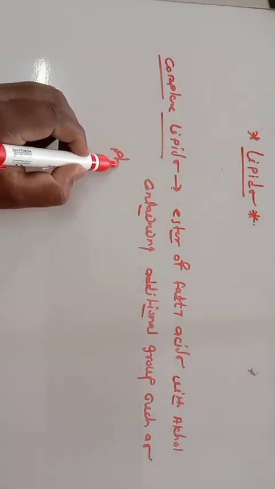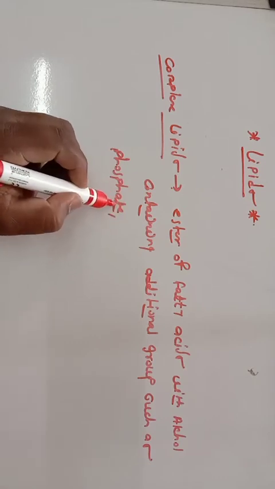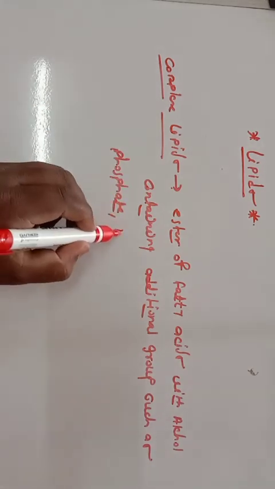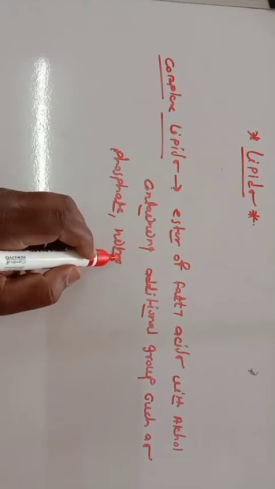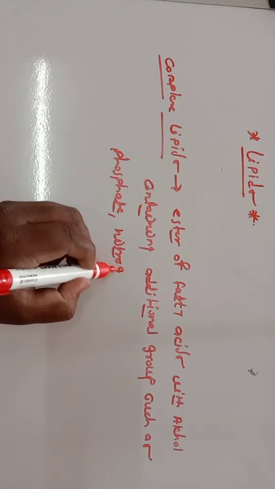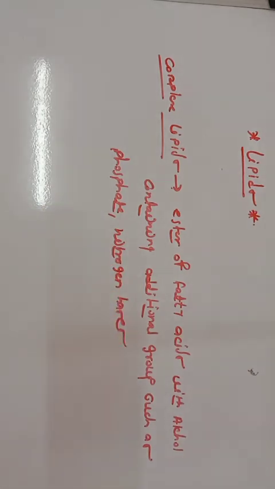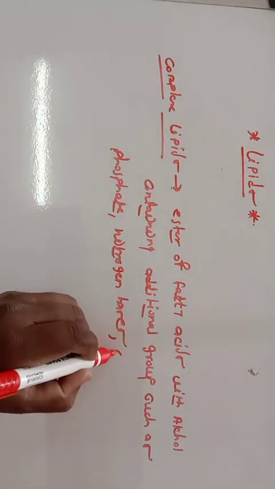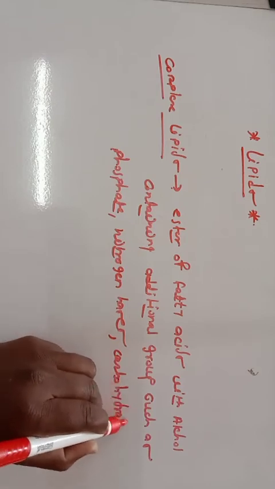phosphate, then nitrogen bases, generally the pyrimidines and purines. Nitrogen bases are generally found in the nucleic acid. Nitrogen bases, carbohydrates and proteins.